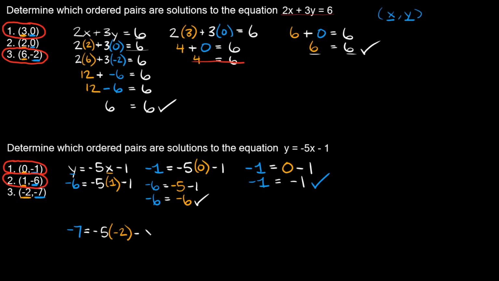Okay, so minus 1. So simplifying this, negative 5 times negative 2, that's positive 10. And then we have this minus 1 right here. And then we're setting that equal to negative 7, right? Okay, so simplifying this one more time, 10 minus 1 right here is equal to positive 9. And then we're setting that equal to negative 7, right? So negative 7 does not equal positive 9, right? So this right here, this ordered pair, (-2, -7), is not a solution to the equation.